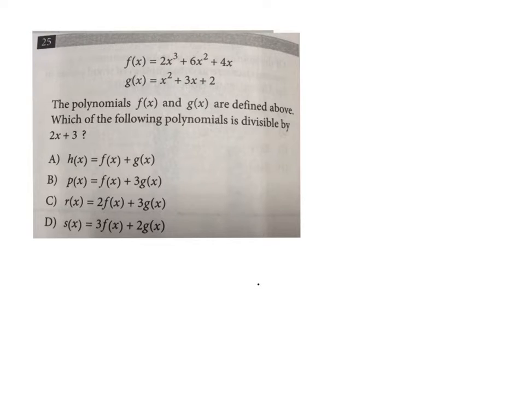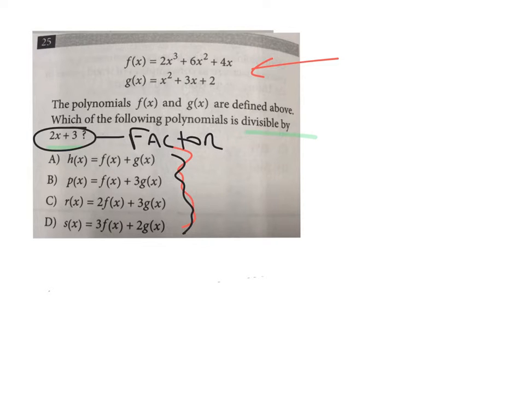Problem number 25. For these two polynomials, which of these answer choices is divisible by 2x plus 3? So if an expression is divisible by 2x plus 3, that means it's going to have 2x plus 3 as a factor. So I'm going to try to simplify these, and then after I get done simplifying, see which of them has a factor of 2x plus 3. Now, some questions are more challenging than others, and this one I think would fit into the more challenging category. Look at f of x.